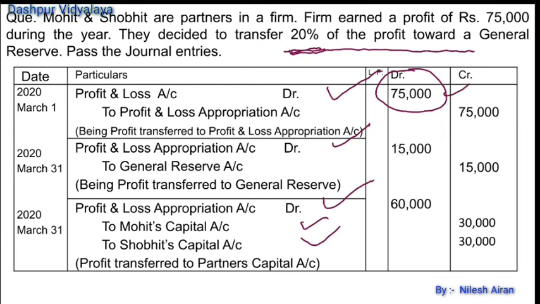75,000 is the total profit and 15,000 we have to create as a reserve. It means the remaining profit, rupees 60,000, will be transferred to Mohit and Shobit. As there is no ratio given, in the absence of any information, the profits and the losses are shared equally. So 60,000 will be distributed between Mohit and Shobit in equal ratio, that is 1 by 2. So 30,000 rupees will be transferred.